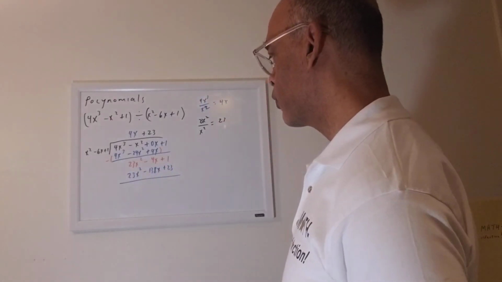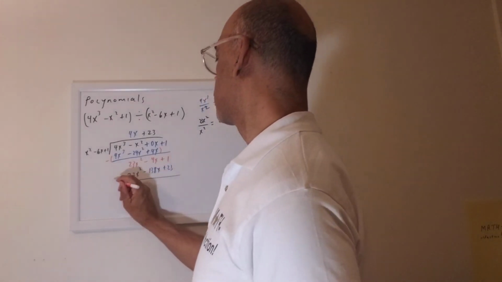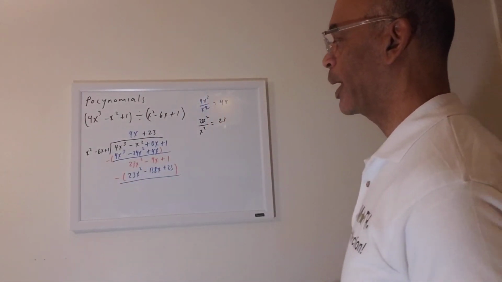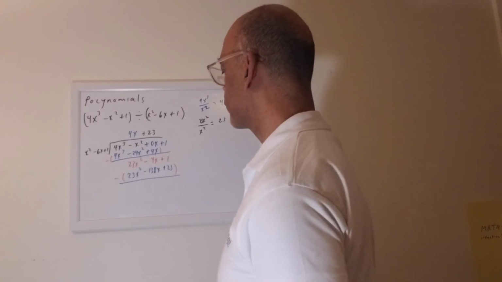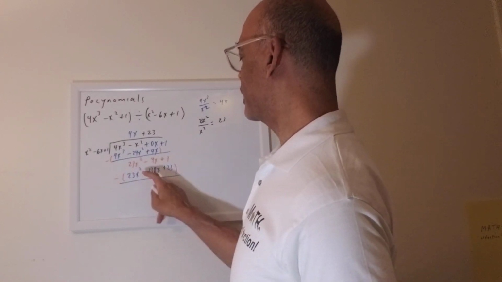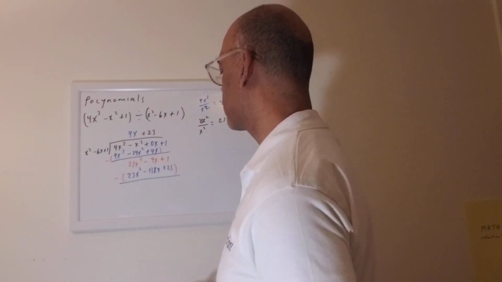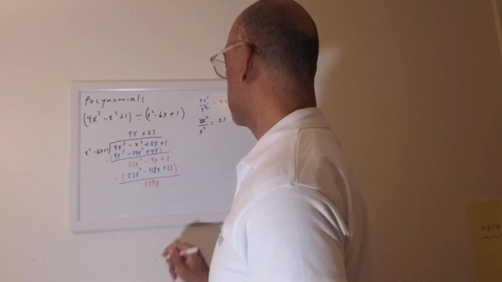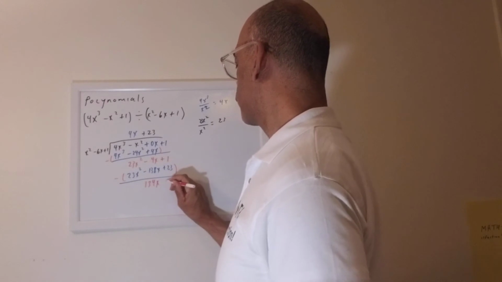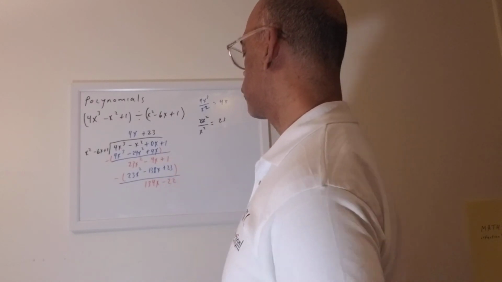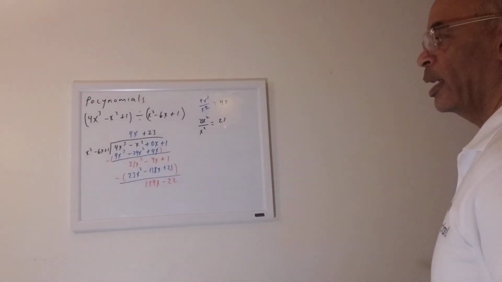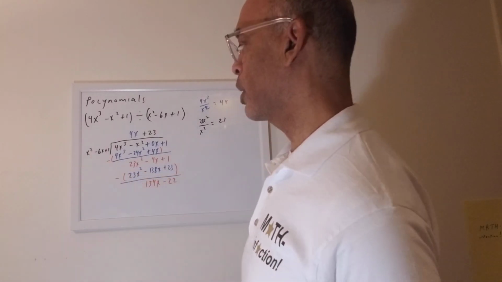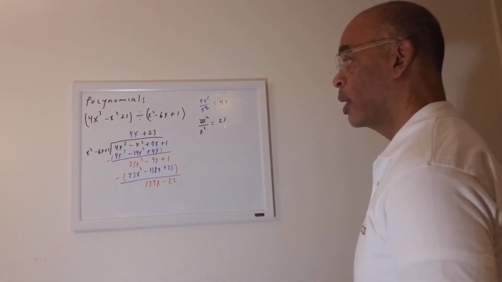What's the math operation? Subtract. Carefully distribute your subtraction sign. First term cancels. That has to happen. Negative 4x minus negative 138x will be 134x. 1 minus 23 will be negative 22. That is your remainder. This degree is less than that degree, so you stop there.